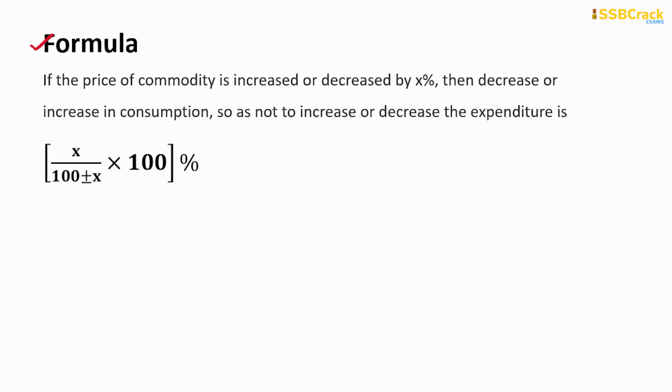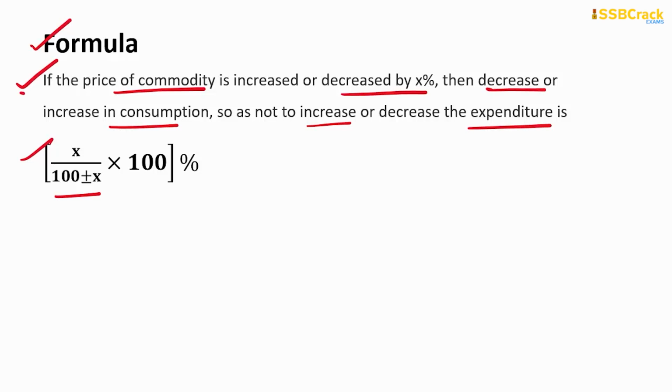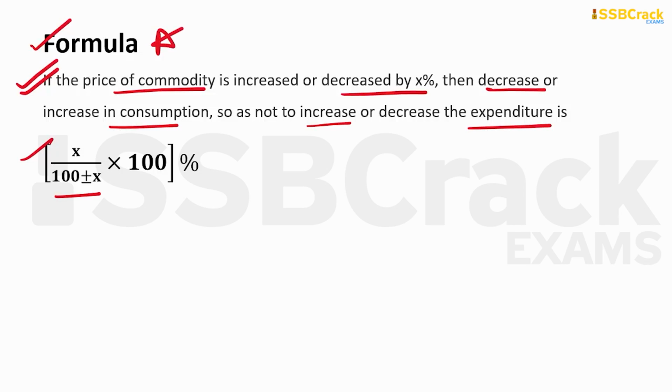Now coming to the next formula, it states that if the price of a commodity is increased or decreased by x%, then the increase or decrease in the consumption, so as not to increase or decrease the expenditure, is given by x divided by 100 plus minus x into 100%. This formula is exactly similar to the previous one, but here we need to remember the statement of the question, because this is also a very important type of question based upon percentage, and you can take a lot of time while solving this with the traditional or conceptual method.